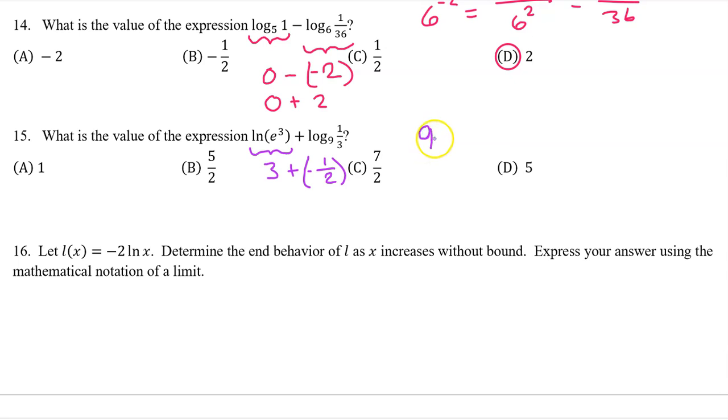So let's check that. What is 9 to the negative 1/2 power? Well, this is the same thing as 1 over 9 to the positive 1/2 power. The negative exponent drops you down. But of course, 9 to the 1/2 power is really the square root of 9. So this is 1/3. So we have 3 plus negative 1/2. So this is 6/2 minus 1/2, which is 5/2. So the answer is B.